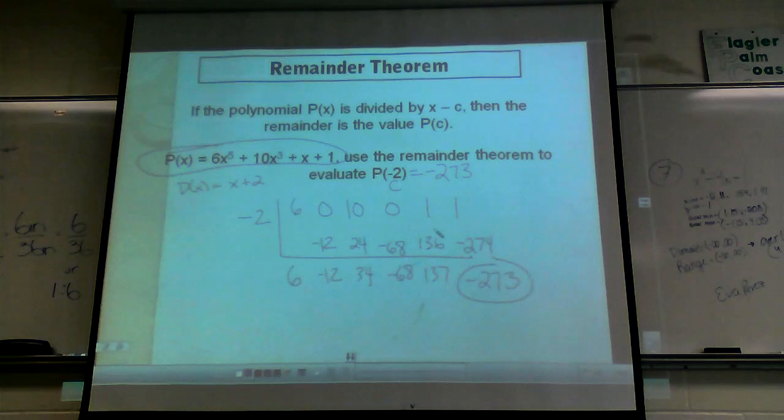That's how it works. When I say use the remainder theorem, essentially what I'm saying is do synthetic division. Whatever your remainder is, that's the answer. Okay?